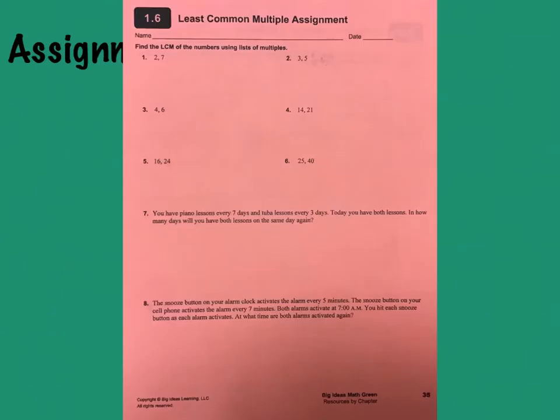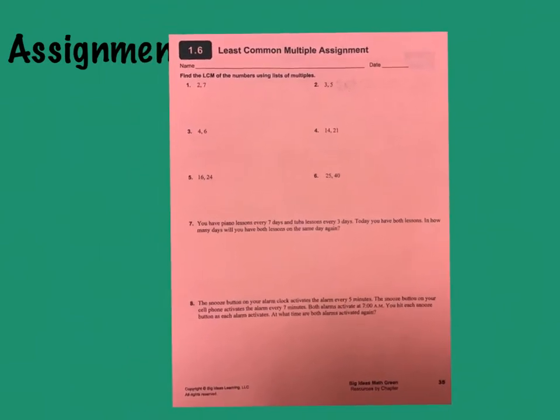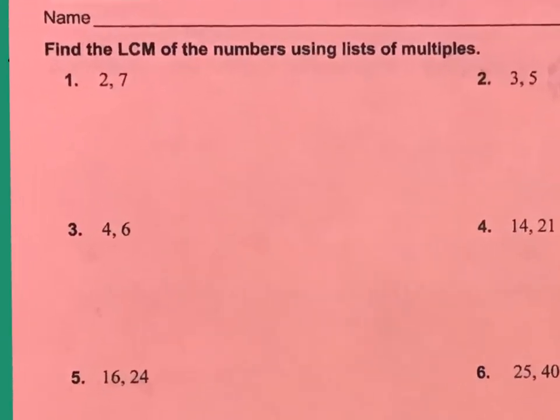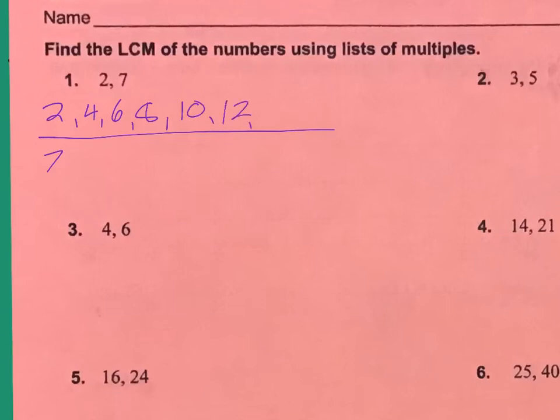All right, here is your assignment for today. And it wants us to find the lowest common multiple of numbers using lists. So I'm going to come down here to number 1, and we didn't give you nice little boxes, but you can do this on your own. You can go 2 and 7 and draw a line. And we're just going to go, okay, 2, 4, 6, 8, 10, 12, 14, 16, 18, 20. I'm going to stop right there for a minute. We may have to come back.